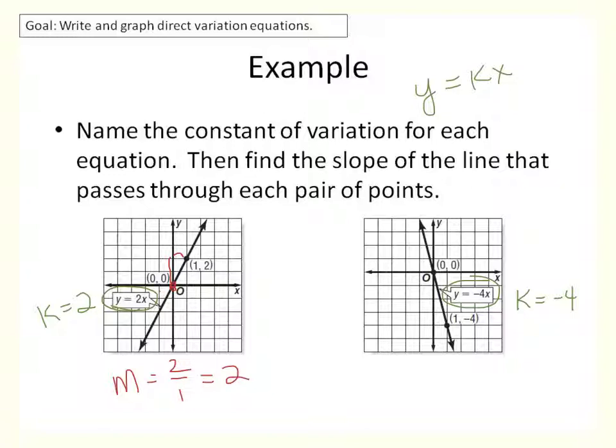So for the other one, I would start here, and you're going to rise 1, 2, 3. You're going to rise a -4, and so remember, if you're going down, it's negative, and you're going to run a +1, so -4 over 1, or -4. And so then notice your constant of variation and your slope are the same thing. So that's their relationship.